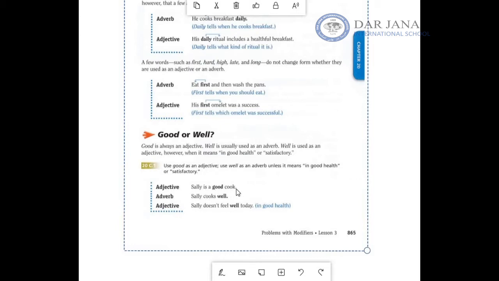Sally is a good cook. So good is an adjective and it modifies the noun cook. Sally cooks well. Well here is an adverb and it modifies the verb cooks, and it tells us how Sally cooks. The third example is the use of well as an adjective, because here it means in good health. Sally doesn't feel well today. Here it means in good health, so well is used here as an adjective.